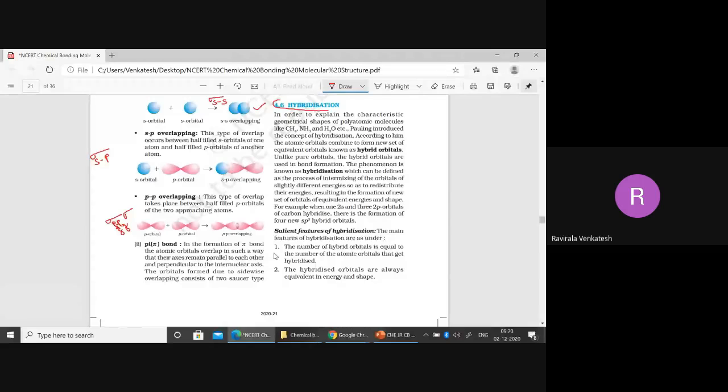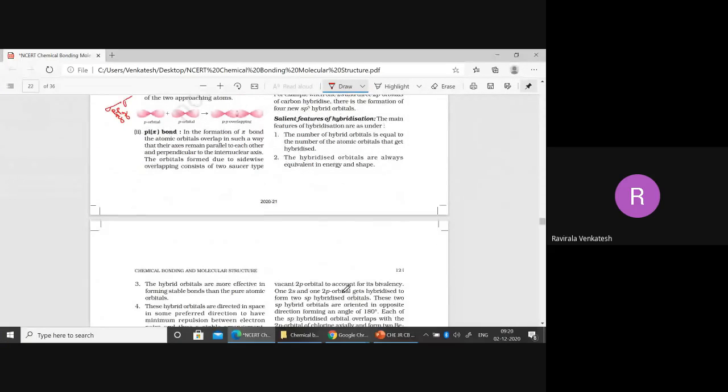Now the important thing is we move to hybridization. We will get questions from the hybridization topic in examinations. Now, what is hybridization? What is the meaning of hybridization? Before that, every atom will have atomic orbitals, the s orbital and p orbitals. They are atomic orbitals.